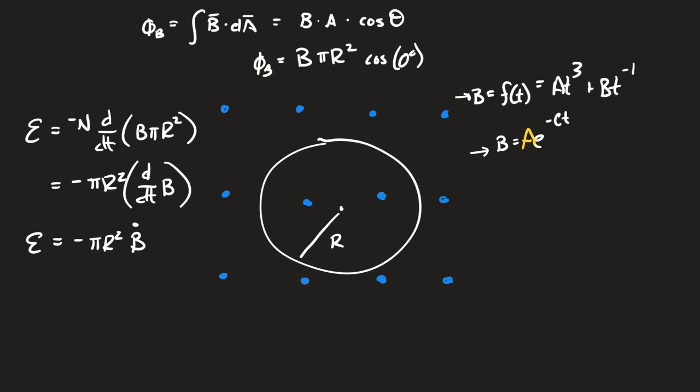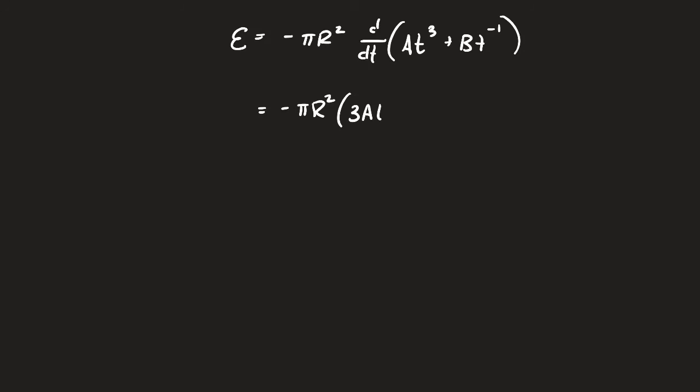Here's the hard part. Let's, for just a moment, say that it's the first function. Okay? a t cubed plus b t to the negative 1. Let me go to another page here. That would mean the EMF is going to equal minus pi r squared times the derivative of a t cubed plus b t to the negative 1. Now, this isn't a huge problem. I think most of you can do this with relative ease. We all okay with that? Any question about it? All right. How about this question? What's the direction of the current?